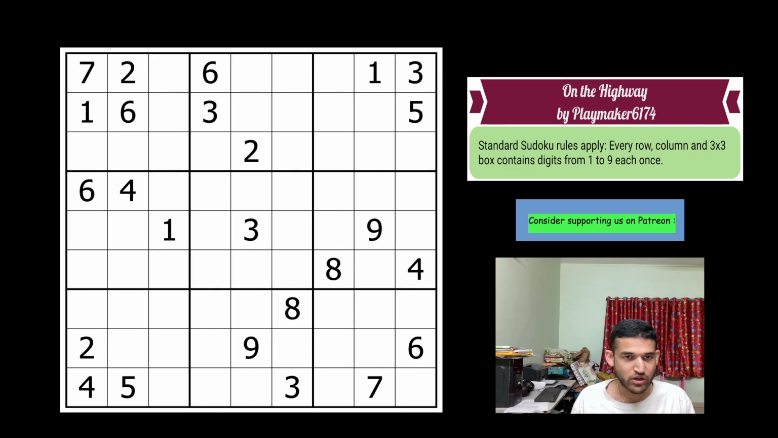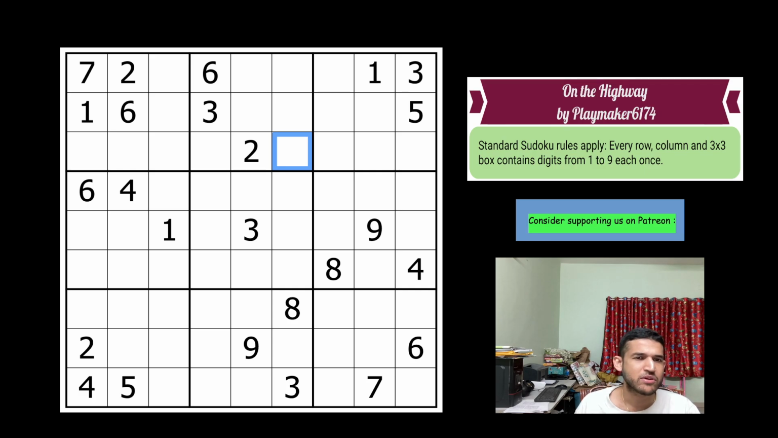Let's start the Sudoku now. The rules are simple. Each row, each column and 3x3 box in the grid has digits 1 to 9 without any repetitions. So this classic has been taken from the CTC Discord server. So having said that, we'll start this classic now.